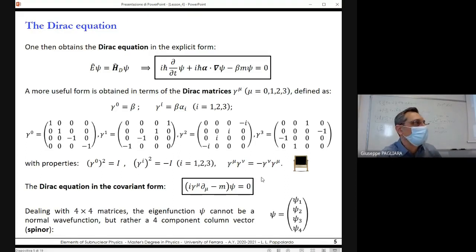Now, what about the solutions of the Dirac equation? This is the scope of the rest of our lesson today: to derive the explicit form of the solution of the Dirac equation for a free particle. The point is that, dealing with 4x4 matrices, either the alpha and beta or equivalently the gamma, the eigenfunction psi that enters into the Dirac equation cannot be a standard wave function. It must rather be a 4-component column vector that we call a spinor. The reason for the name spinor will be clear at the next lesson next week. So it is an object like this, essentially a 4-component vector.